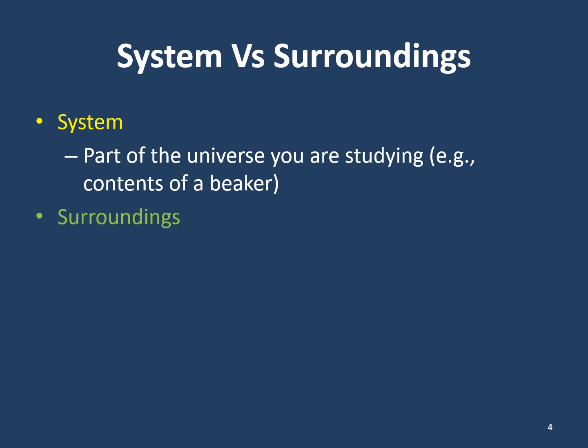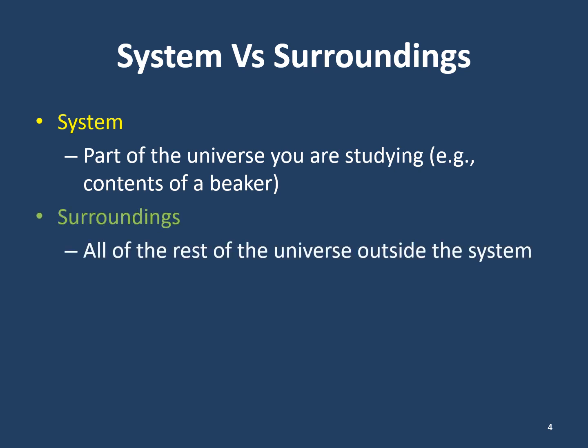Whereas the surroundings are going to be everything else, right? So if we're studying the inside of a beaker, the glass of the beaker would be part of the surroundings. The air above the beaker, the air in the room the beaker's in, the walls of the room, the ceiling, the building, the air outside the building. You get the idea. Everything else is part of the surroundings. You, in that example, would be part of the surroundings.